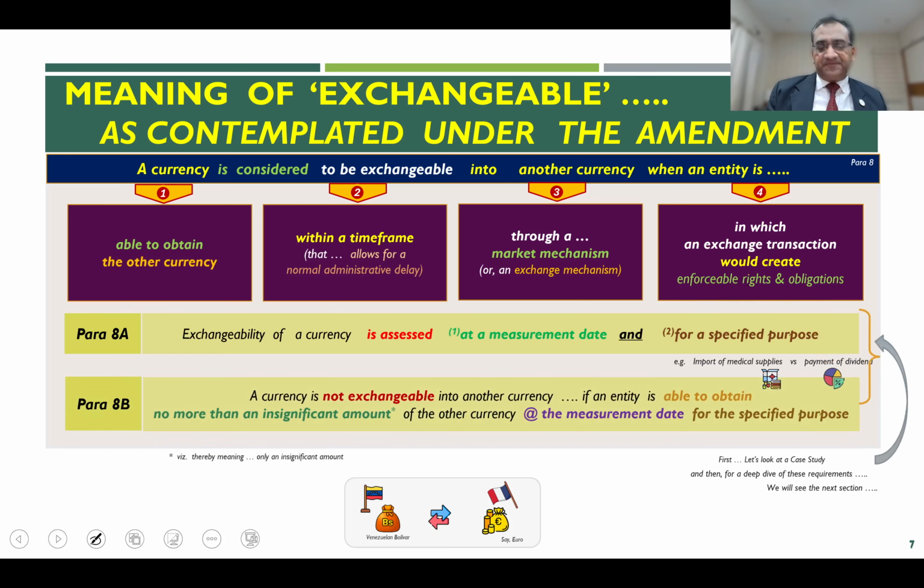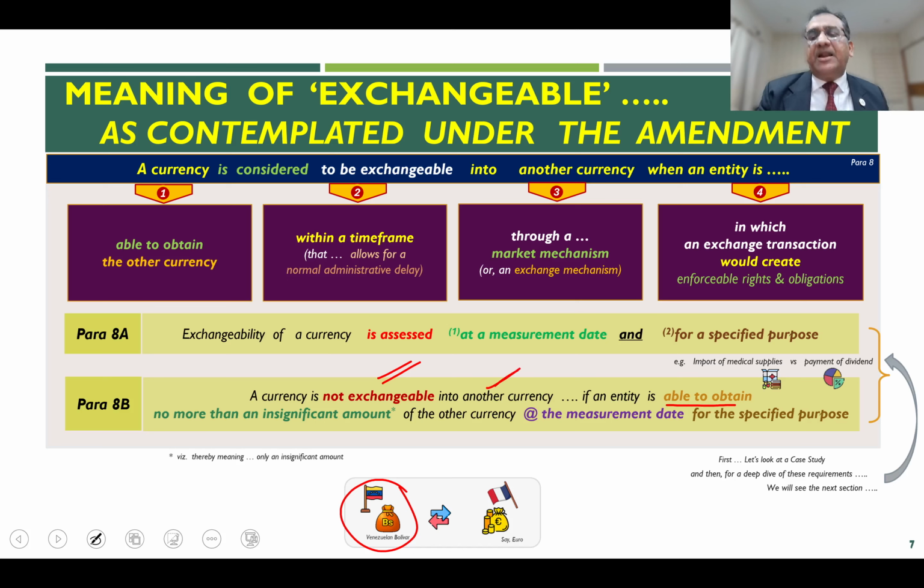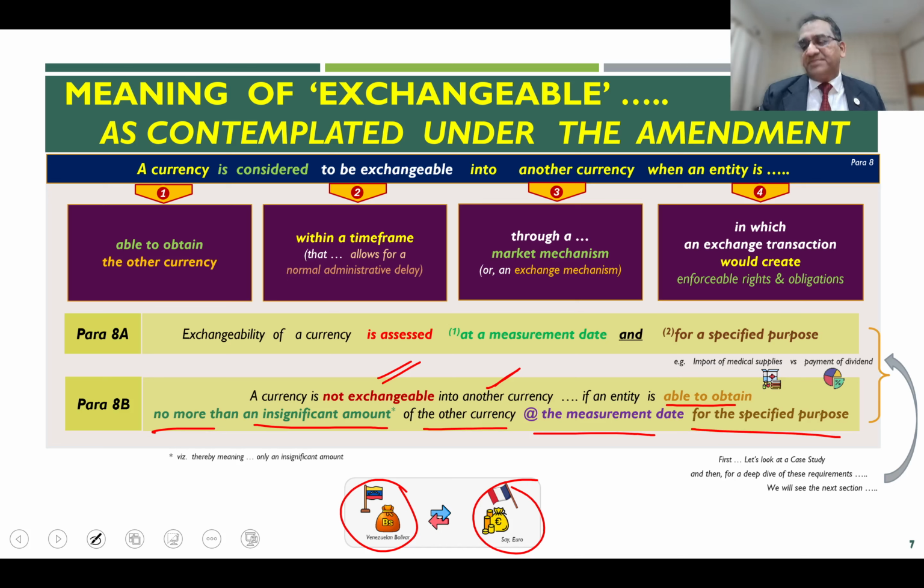Apart from that, paragraph 8B says that a currency is not exchangeable. In our case, the Bolivar is not exchangeable into the euro, another currency, if the entity, the parent entity in our example, is able to obtain no more than an insignificant amount of the other currency at the measurement date for the specified purpose.